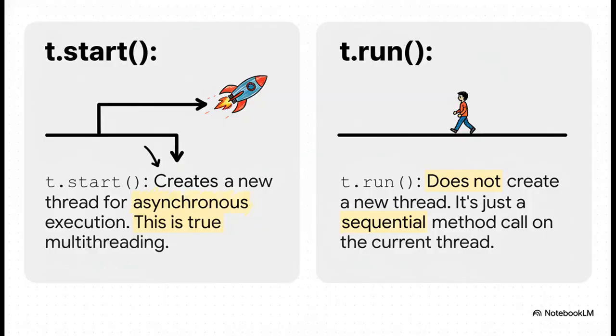Only then does the JVM call your run method for you, but it makes sure it executes on that new, separate thread. And this right here, this is the classic interview gotcha question, the one they use to trip people up. If you call t.start, you're kicking off real, actual multithreading. But if you call t.run directly, no new thread, not at all. You're just calling a method. It runs right then and there on the current thread, just like any other method call. It's not multithreading. It's just a plain old function call.